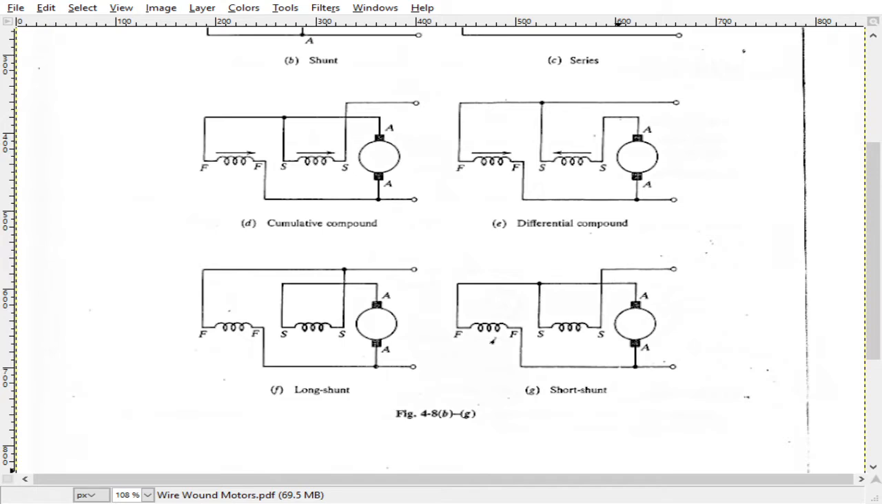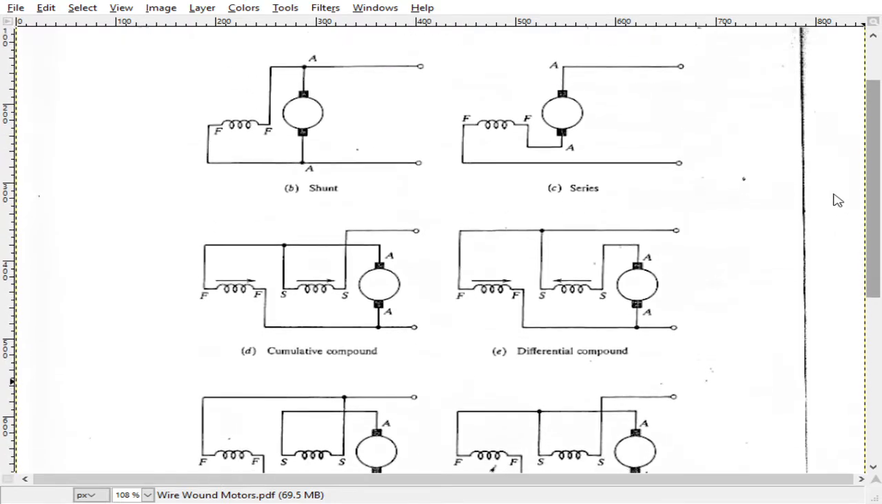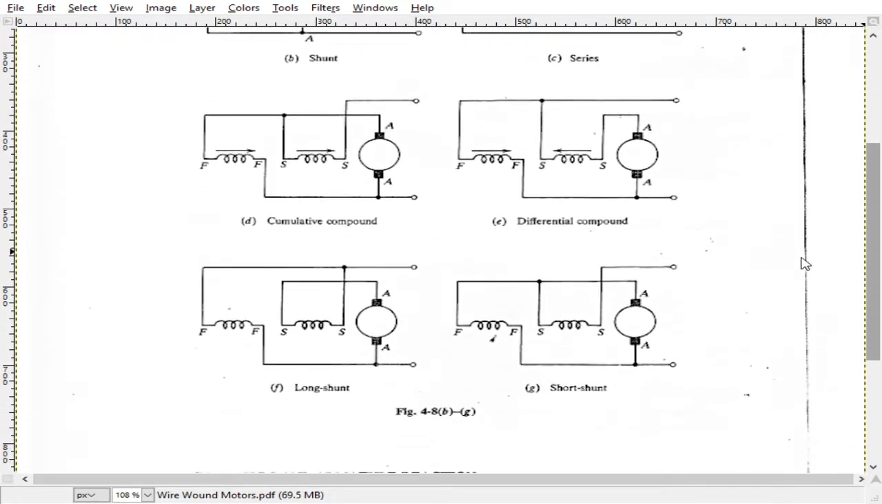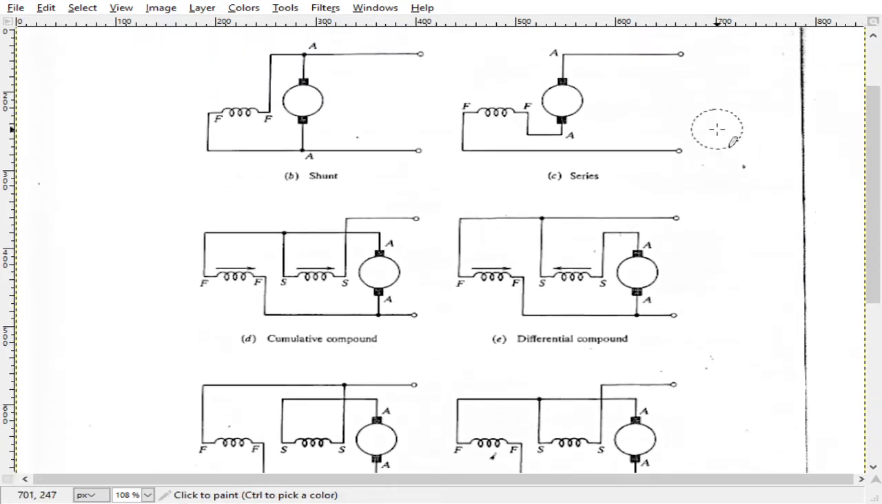Okay, if you look on the screen, you'll see that you've got 4. Actually, let me go back here. Actually, 1, 2, 3, 4, 5, 6 different connections for motors. Okay, now the first part of this video is going to be what's called permanent magnet DC motors.